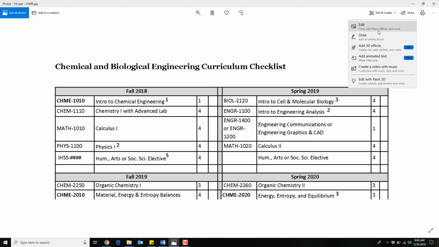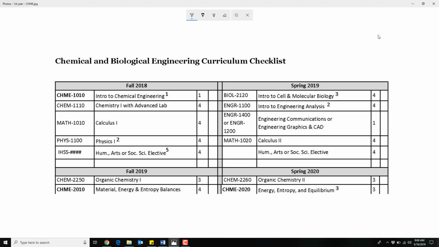So to briefly talk about the courses that are listed here for your first year at Rensselaer, they include the following. There is Introduction to Chemical Engineering, Chemistry 1 with Advanced Lab, Calculus 1, Physics 1, and then a Humanities, Arts, or Social Science elective.